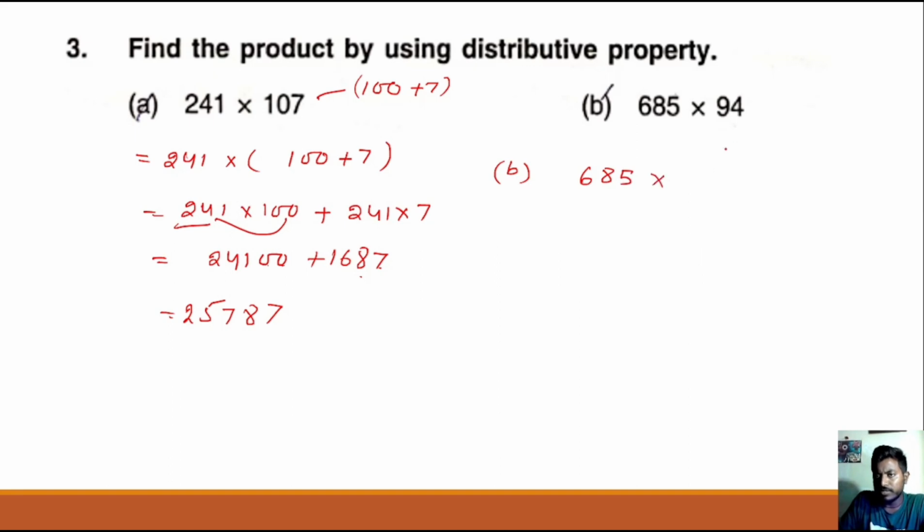Clear? Similarly, B number, 685 into, we can write 100 minus 6. Any doubt? Now we multiply 685 into 100 minus, because here is minus, 685 into 6.